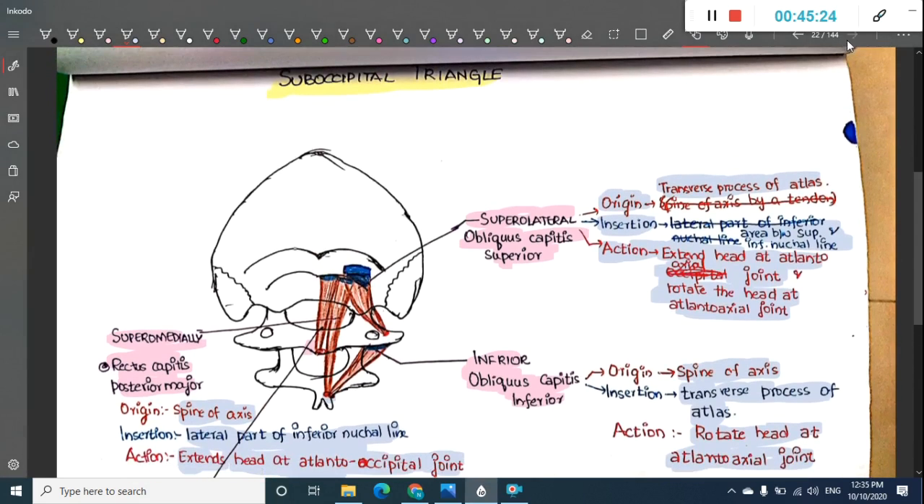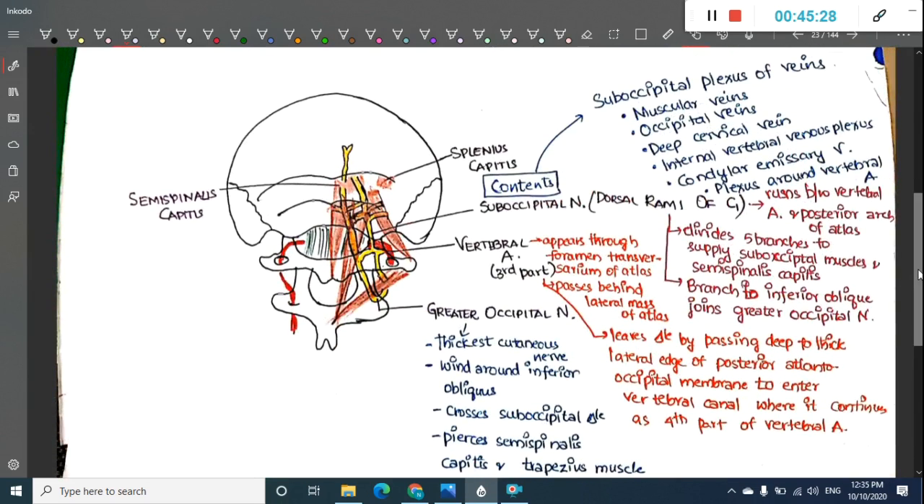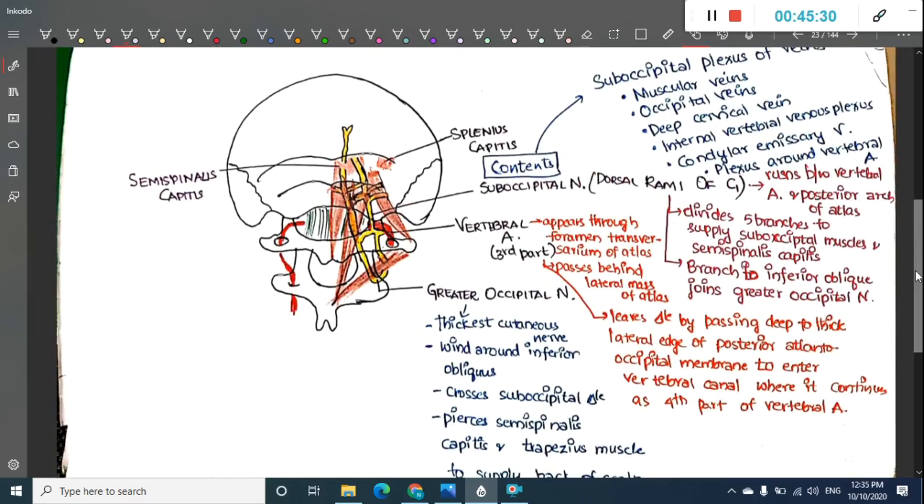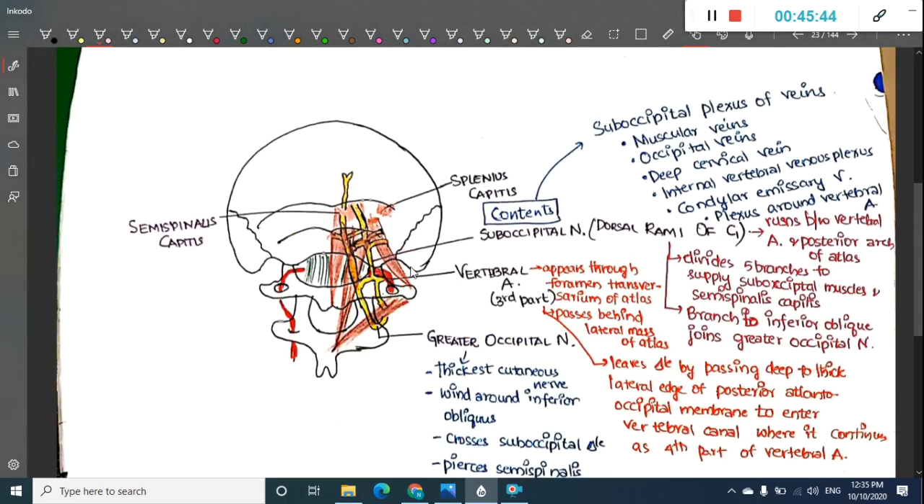suboccipital triangle. Now what are the contents of the suboccipital triangle? You don't need to go into the details of the structures, only the contents are necessary. So this is the semispinalis capitis, this is splenius capitis. The whole contents are not seen here, so I thought I'll write them here. One is the suboccipital plexus of veins.